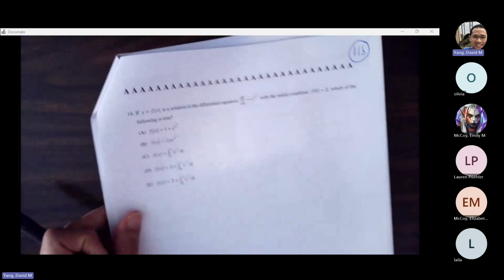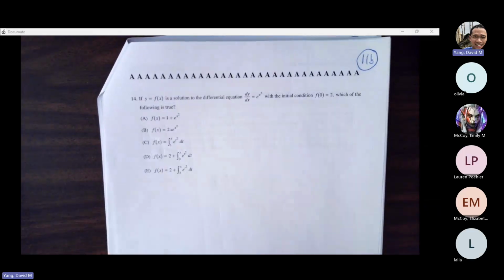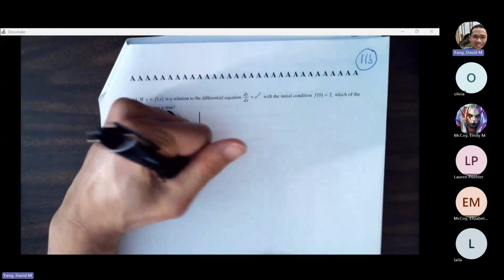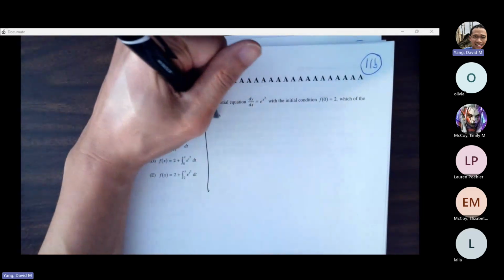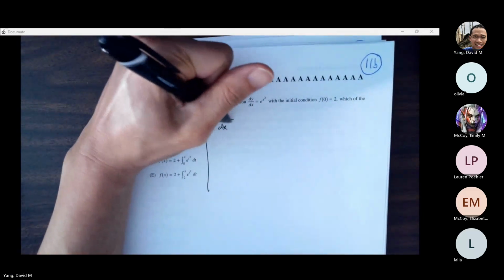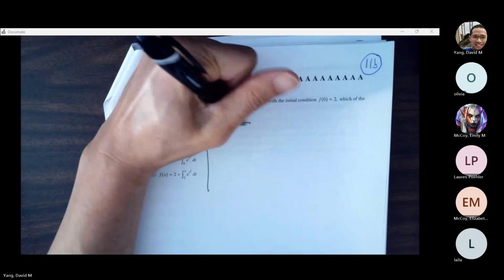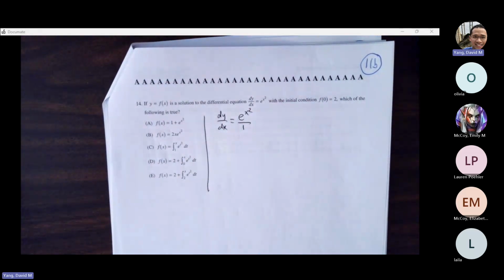All right, next up, 14. If y equals f of x is a solution to the differential equation with the initial condition of ordered pair 0, 2, which of the following is true? So we're going to be solving this differential equation. Take the integral of both sides once we get our full separation of variables. So I like to line up my diagonals so I can cross multiply.